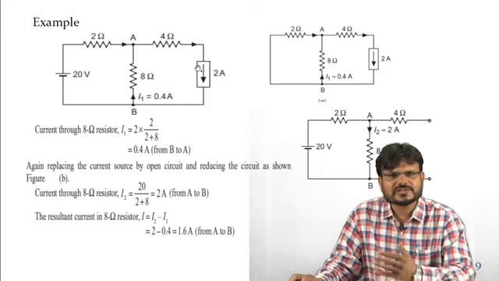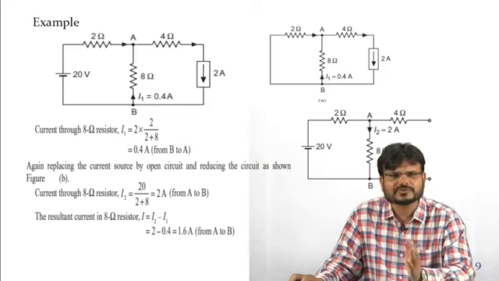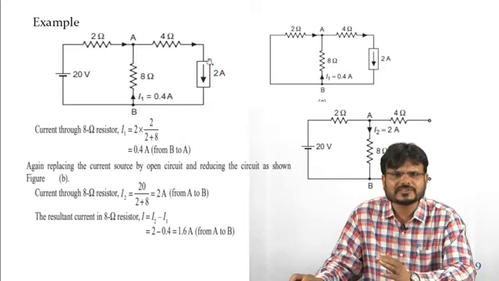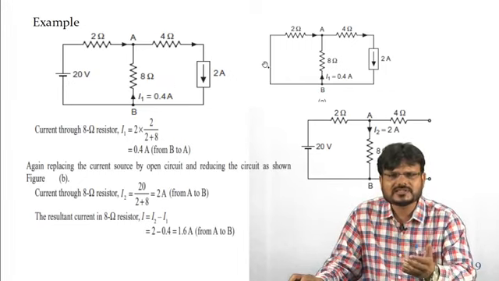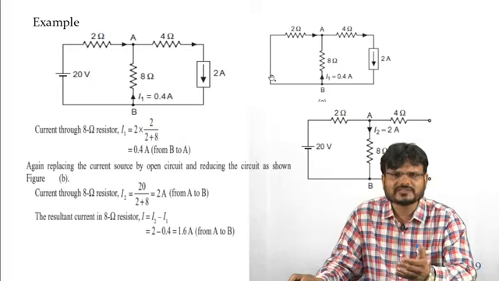So what is the first step? You have to consider one source at a time. So we are going to consider this current source first. The other source has to be replaced by its internal resistance, and this is the ideal voltage source. An ideal voltage source means resistance is 0, so it will be replaced by a short circuit.